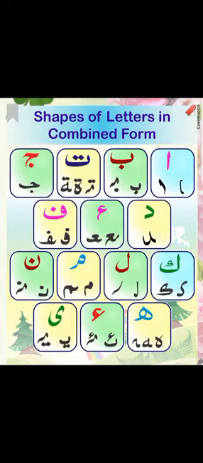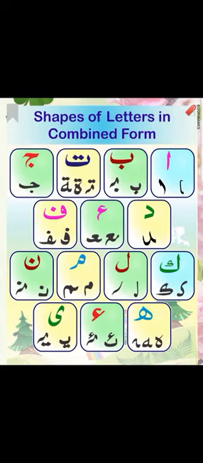And next is hamza. Hamza can be written above alif, or above ya, or above waw. Hamza can be in the form of alif, or in the form of ya or waw. And the lower ones are two combined forms of hamza. So hamza can be in these forms also. Always remember that hamza can be in the form of alif or waw or ya.